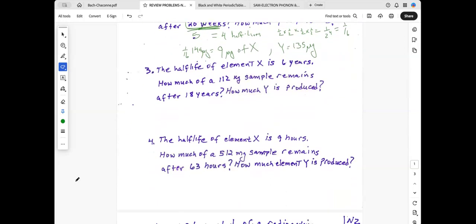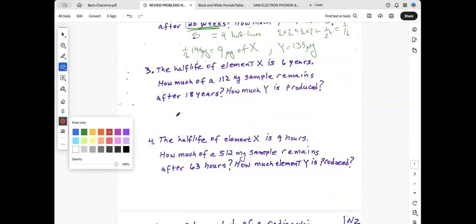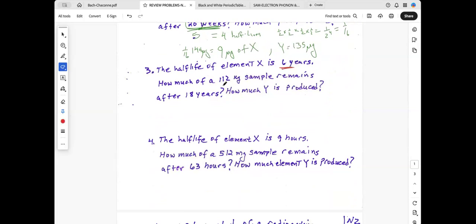Okay. Oh, these are all the same. They're not so bad, I hope. All right. The half-life of element X is 6 years, same problem. After 18 years, how many times does it decay? Well, every 6 years it decays. So if you go 6 into 18, we have 3 half-lives.